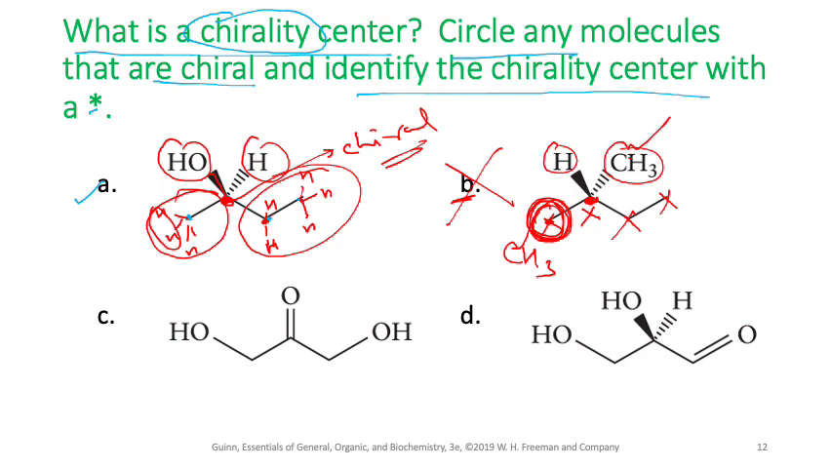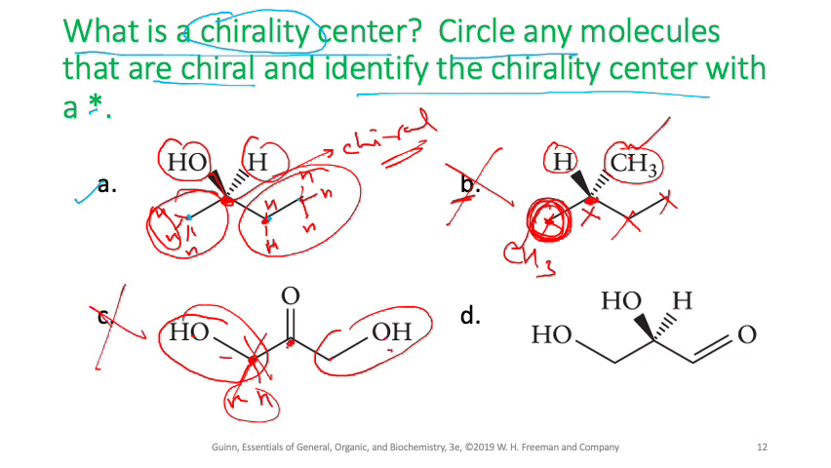Let's talk about the other one. What about this carbon? No, because it has 2 hydrogen, the same, not a chiral carbon. What about this one? You have oxygen, one of the groups is this CH2OH, the second group is CH2OH, the same group, not a chiral. It doesn't have any chiral carbon in there, right?